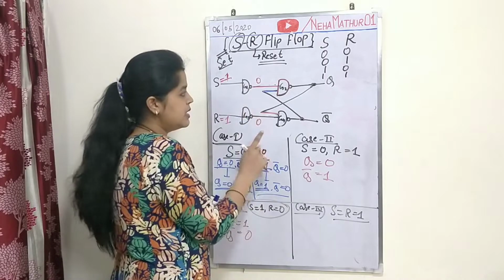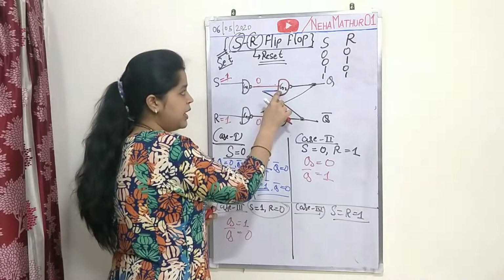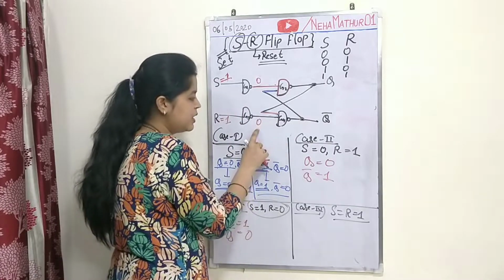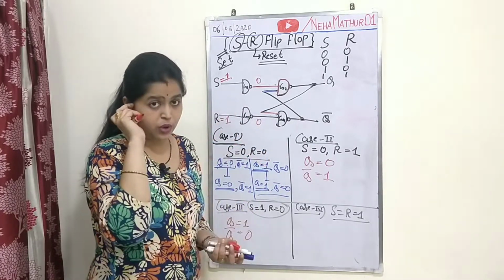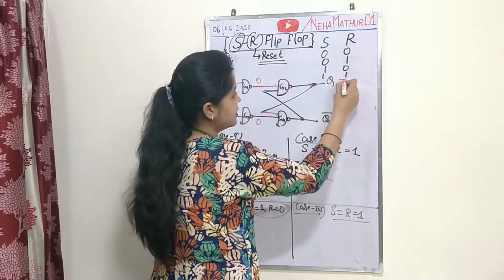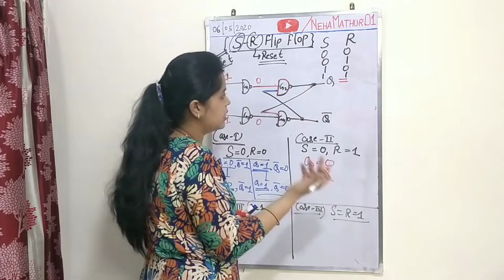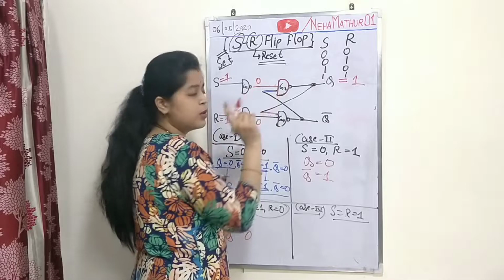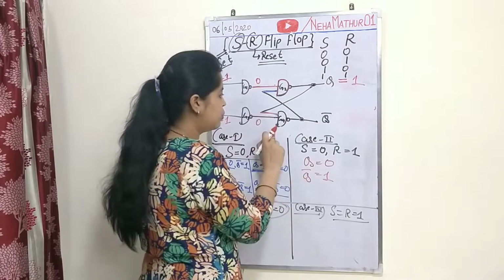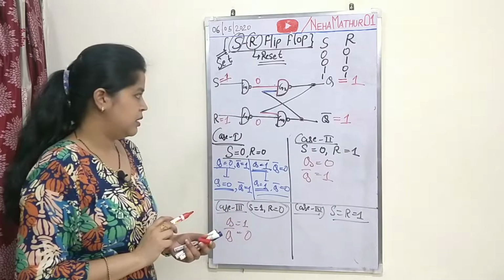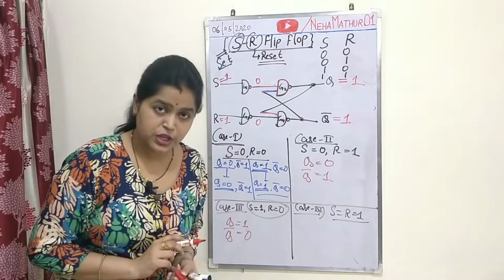Now, for the G2 gate, one input is 0. Similarly, for the G4 gate, one input is 0. So you can directly conclude that its output will be 1 because one input is 0. Similarly, the output of G4 will also be 1 because one input is 0.